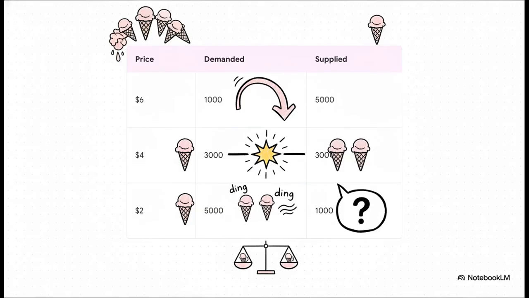So the crucial detail in this data is that at exactly $4, we hit a magical stationary condition. Just look at the numbers. At $6, there's excess supply, creating downward pressure. Down at $2, there's a shortage, creating upward pressure. But at exactly $4, the 3,000 cones demanded perfectly matches the 3,000 cones supplied.